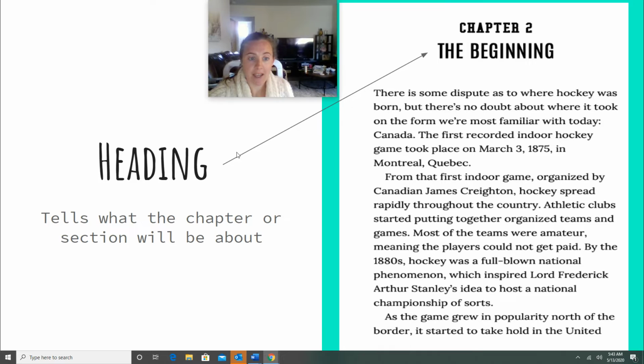The next thing that we have is a heading. The heading tells what the chapter or the section will be about. So in this book about hockey, it talks about the beginning. So I can predict it's going to talk to us about the history of hockey, how it began, how did it start, the beginning of this sport.